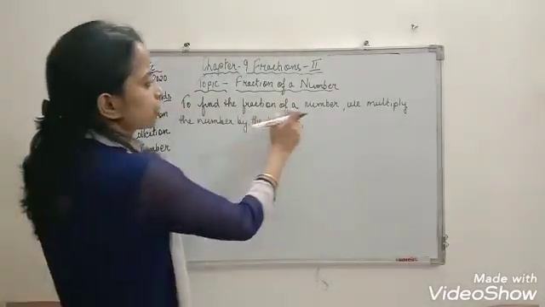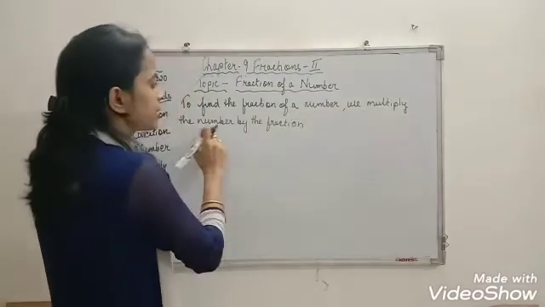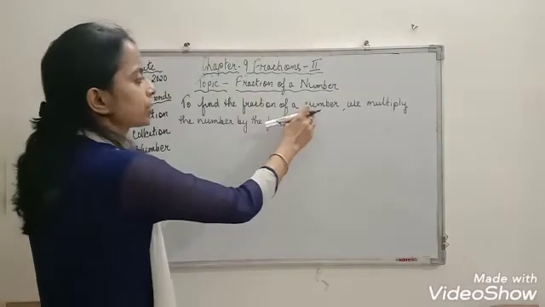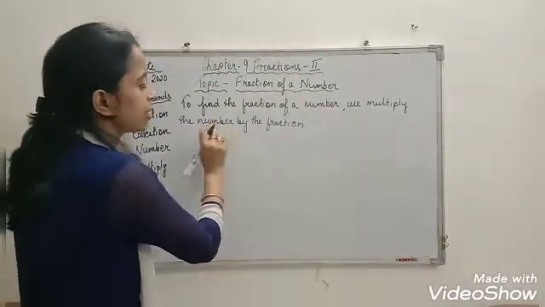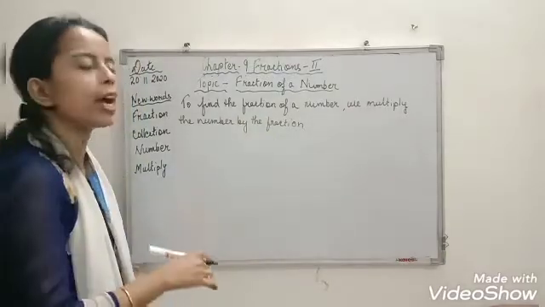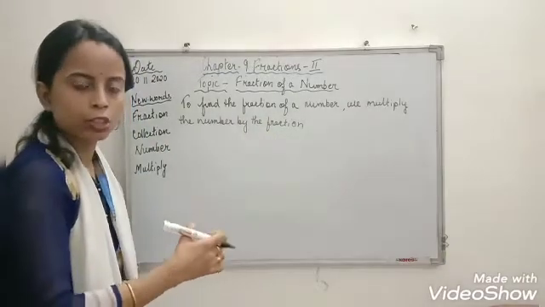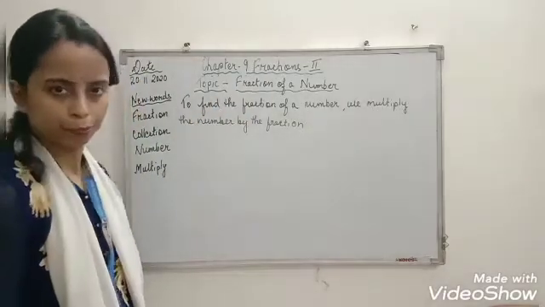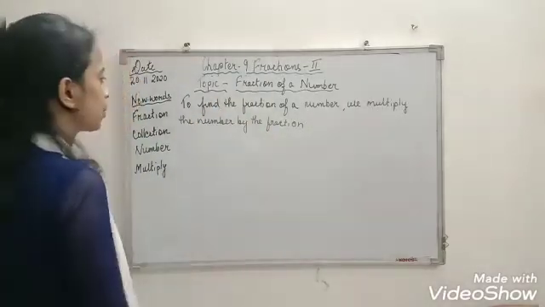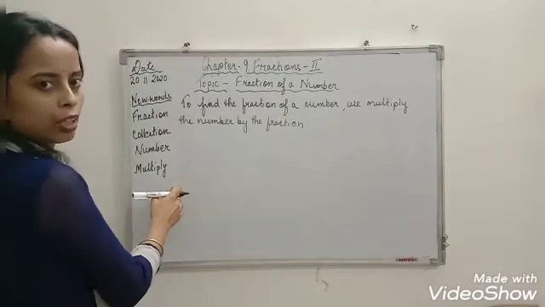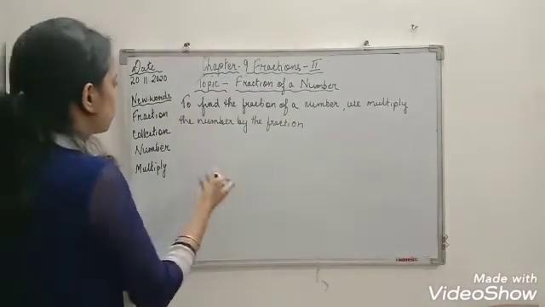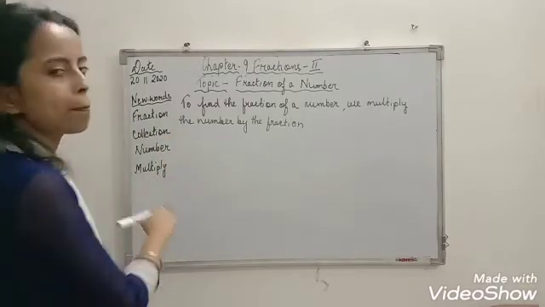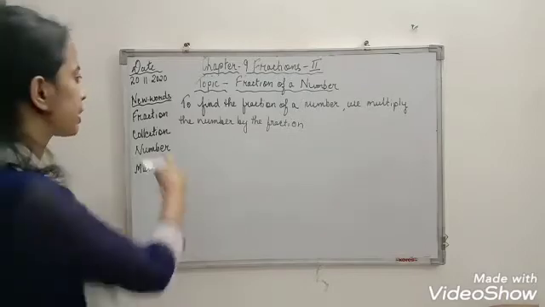As we already have an idea of how to find a fraction of a number: to find a fraction of a number, we multiply the number by the fraction. Okay? So what you have to do? To find the fraction of a number, we multiply the number by the fraction. Right? So now I will take some examples so that it will help you understand how to find the fraction of a number. The new words are: fraction, collection, number, multiply. Clear, children? These are the new words.